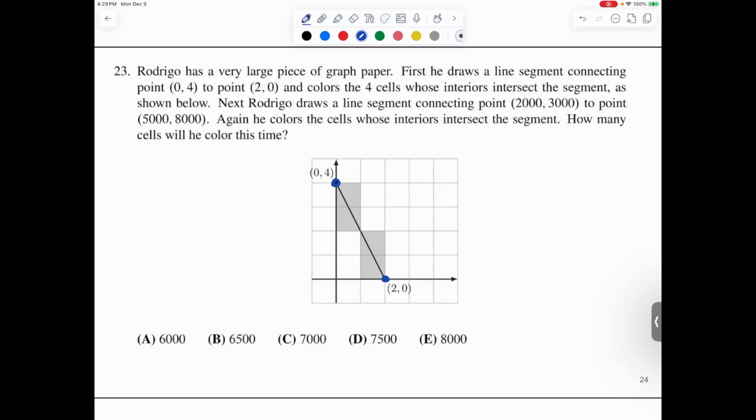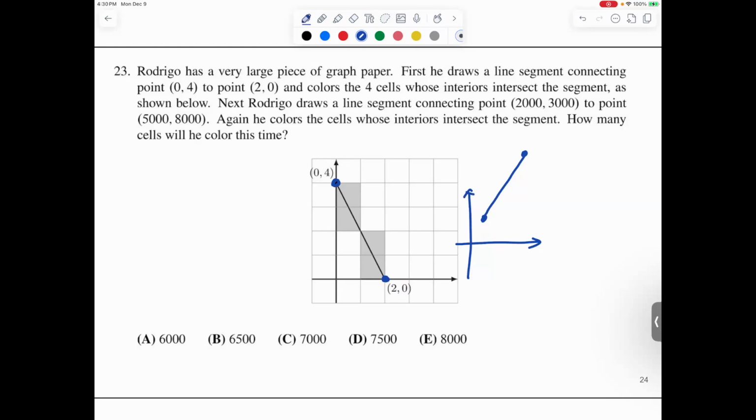Next, Rodrigo draws a line segment connecting the point (2000, 3000) to the point (5000, 8000). Again, he colors cells whose interiors intersect the segment. How many cells will he color this time?